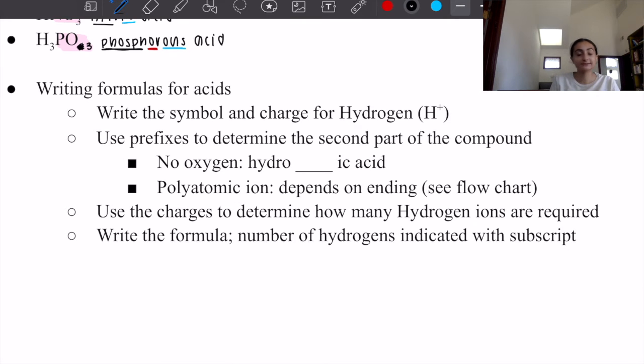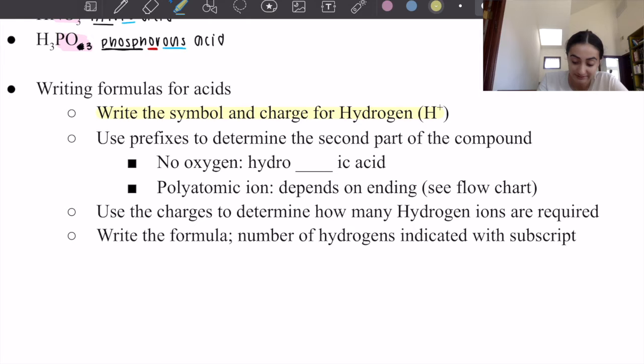Now we're going to practice writing the formulas for acids, and this should be pretty straightforward because we've already done some practice with the formulas for polyatomic ions. So the first step is to write the symbol and the charge for hydrogen. And hydrogen is just H plus. It has a +1 charge because there's one electron in the valence shell.